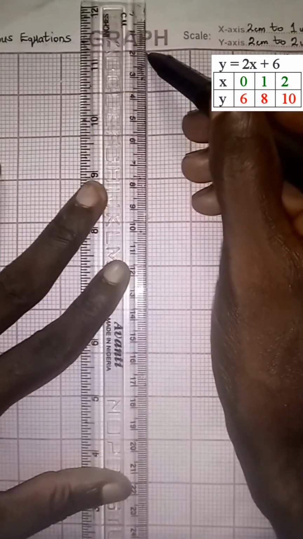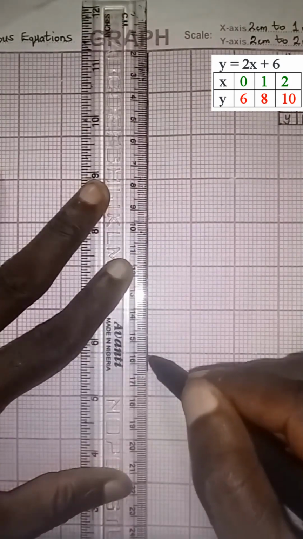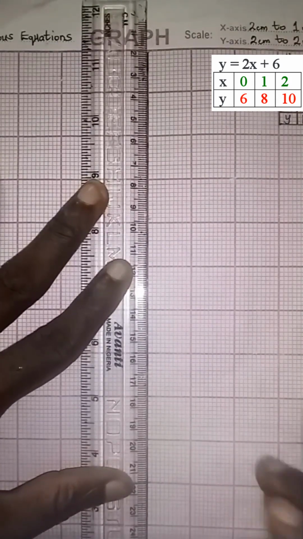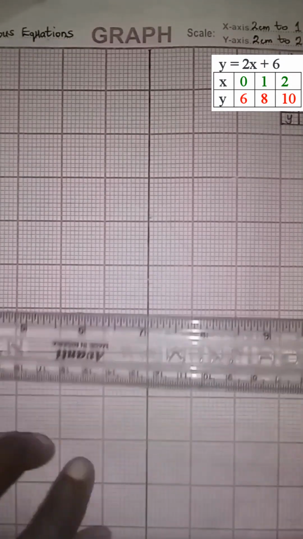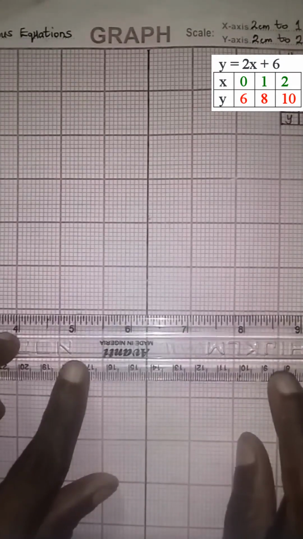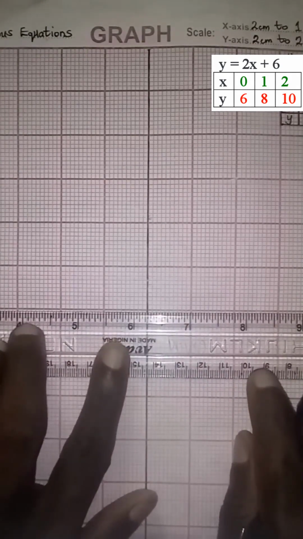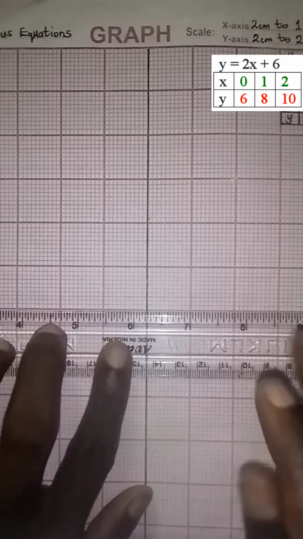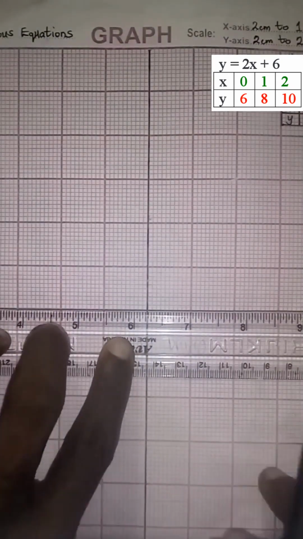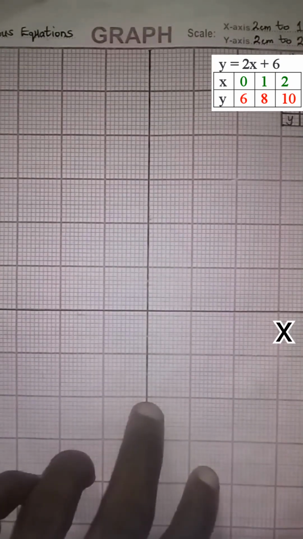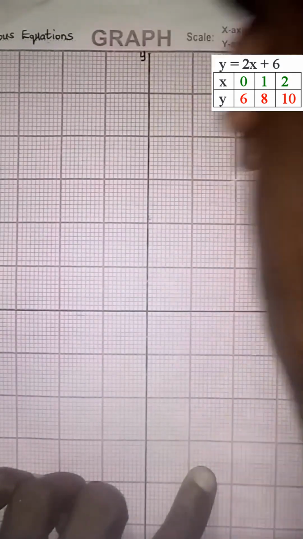Don't forget, each square face here is 2 centimeters in the type of graph paper that is being used. So the y-axis is drawn, then the x-axis as well should be drawn. And the two of them have been placed somewhere in the middle to accommodate possible negative values. That's the x-axis. So we label the axis. Here is x and here is y.